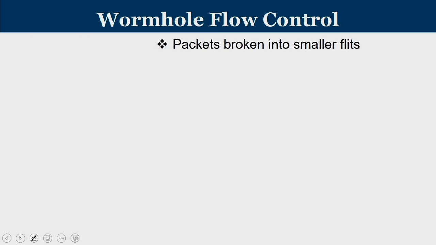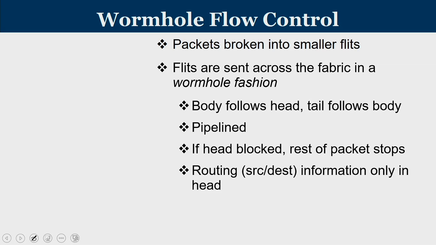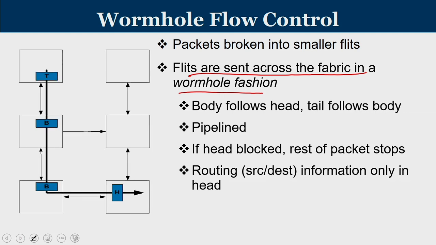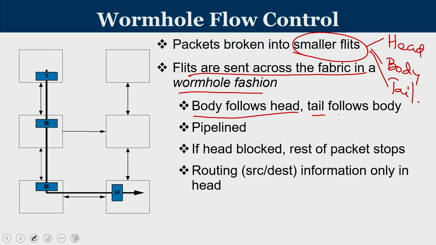Now, we know that packets are broken down into smaller flits and flits are sent across the fabric in a wormhole fashion. This is the switching technique, or the flow control technique, that has been employed in network on chip. So, we divide the packets into smaller flits, that is the concept we have known, and they consist of head flits, then you have body flits, and then at the end you have tail flits. So, head flit, body flit and tail flit constitute your total packet, and the body flits will simply follow the head flit and the tail follows the body flit, and the movement is pipelined.